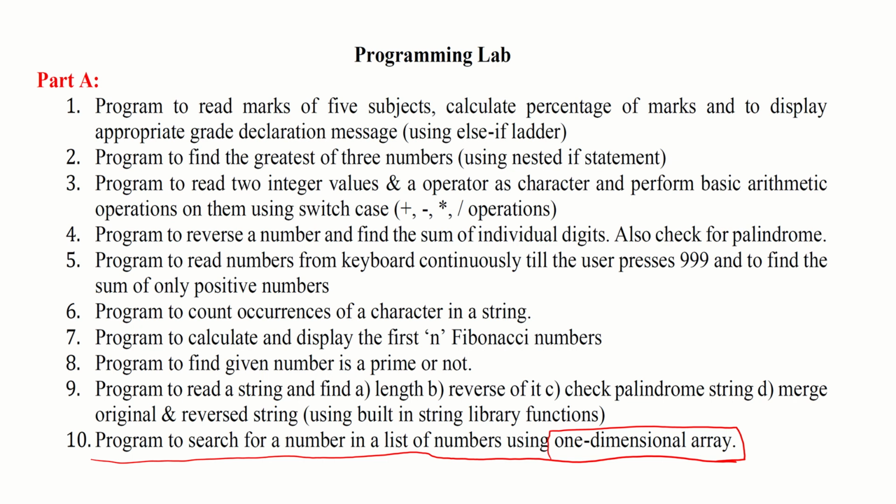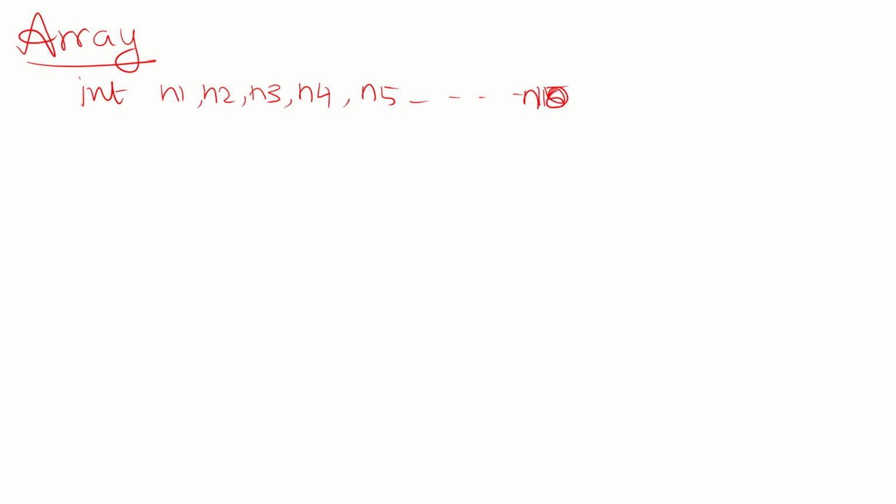So before we start with the program, let us see what is an array. Imagine you want to find the sum of some 10 numbers. How will you declare? You can declare it as int n1, n2, n3, n4, n5, etc. up to n10. Okay, 10 variables you can declare, and you can find sum is equal to n1 plus n2 plus n3 plus, like this you can write your coding also.